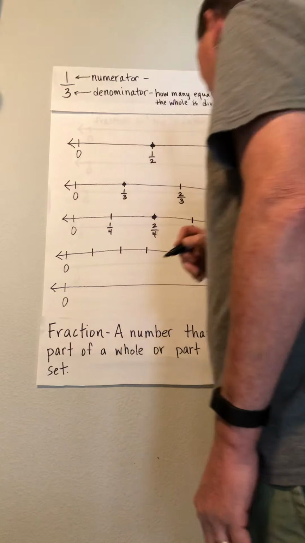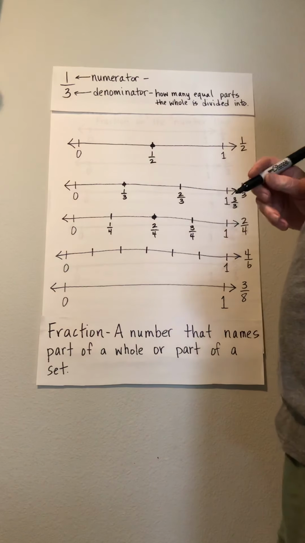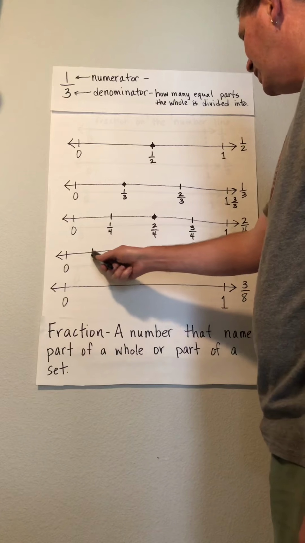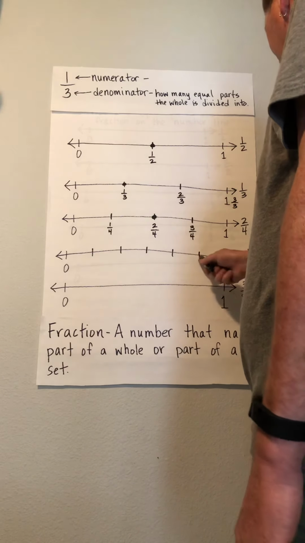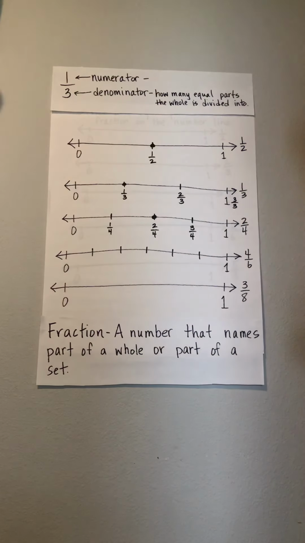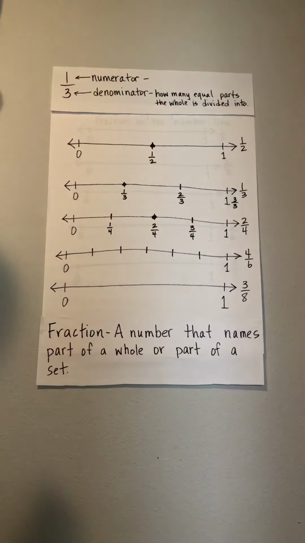So 2 marks there, 2 marks there. So now I have 1, 2, 3, 4, 5, 6 equal sections. Okay? So now I'm going to label those 6 sections.